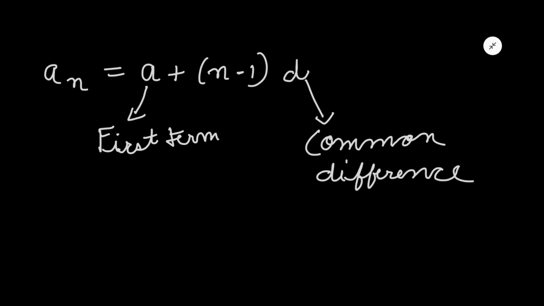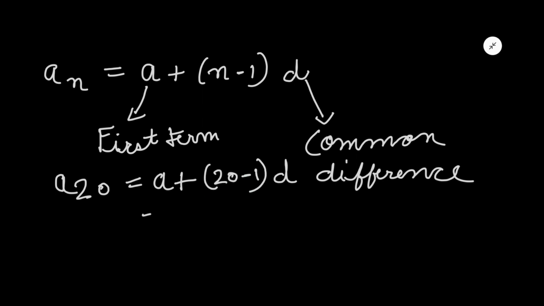So if you have to calculate the 20th term, so you can simply write a20 and a plus, so n will be 20, 20 minus 1 d. So the formula for the 20th term will be a plus 19d.